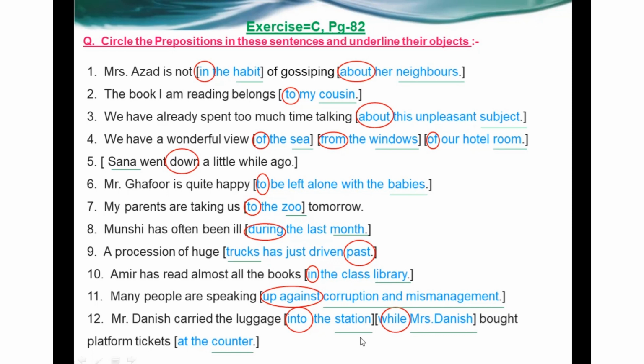Bought platform tickets at the counter. So students, what is the preposition here? Yes, the preposition here is at, and counter is our noun, okay? So that is our object, so we will underline it, okay? Just like that, we solved our whole exercise. Hope you enjoyed it and it's very clear to you.